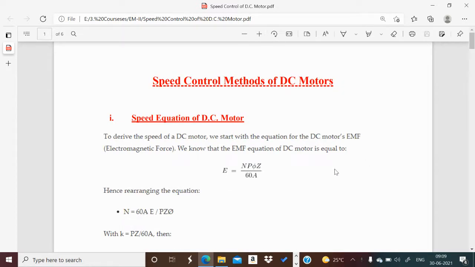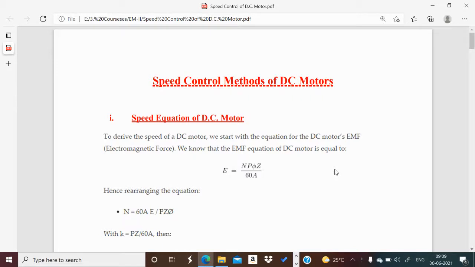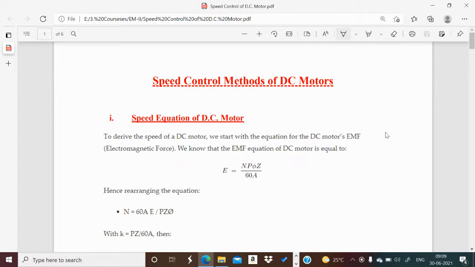Then the next topic of discussion is speed control methods of DC motor. This is a very important topic from the examination point of view. Before going on to the discussion of speed control methods of DC motor, initially, what will be the speed equation of a DC motor? As we know, for a DC motor, EB is given by NPφZ upon 60A.